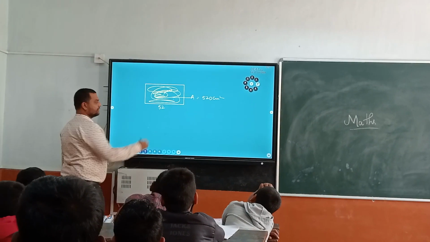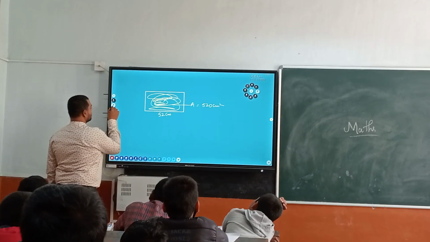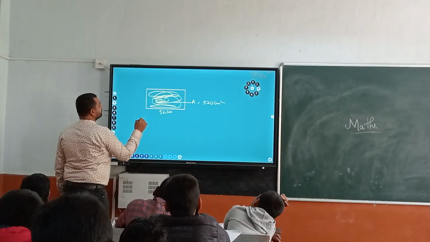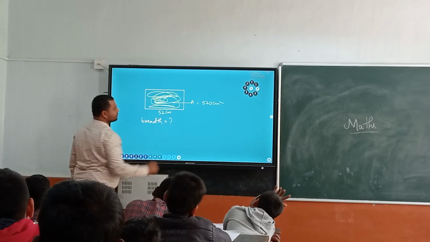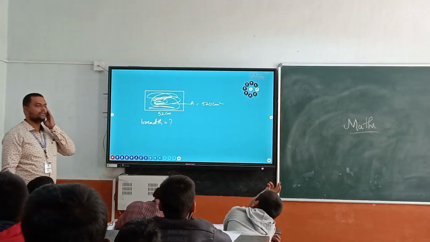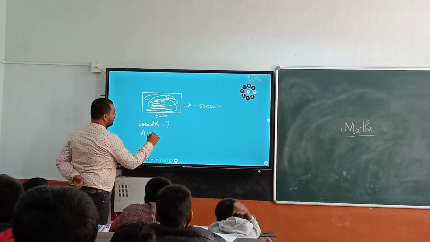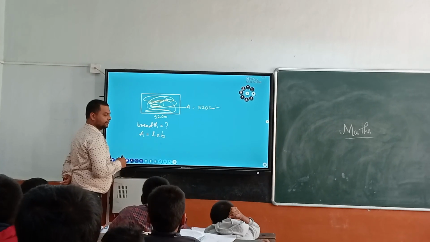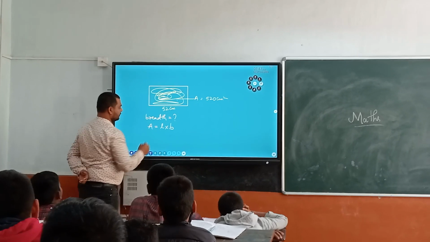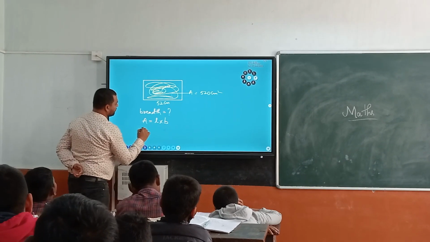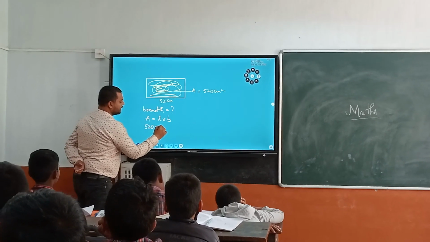Length of the rectangle is given as 52 centimeters, and what he is asking is to find out its breadth. So according to the formula, how can we find the area of a rectangle? Area of rectangle equals length into breadth. Area is already given. How much? 520. So you can substitute the area here as 520, and the length we know already, that is 52.